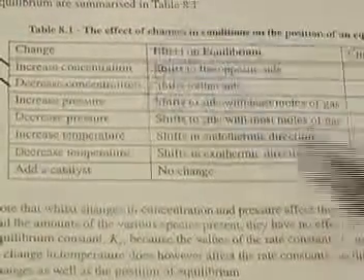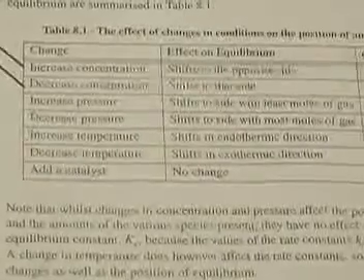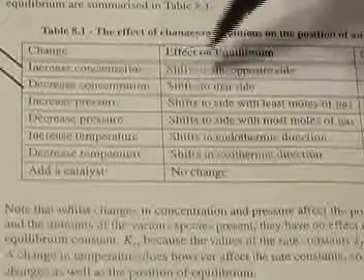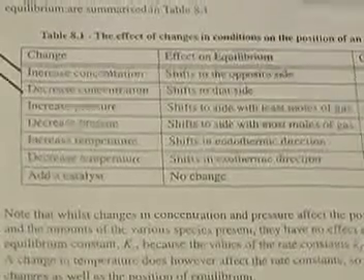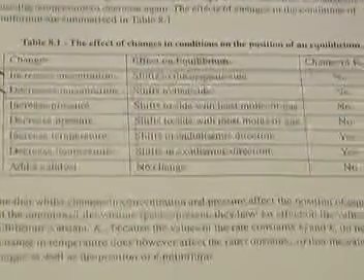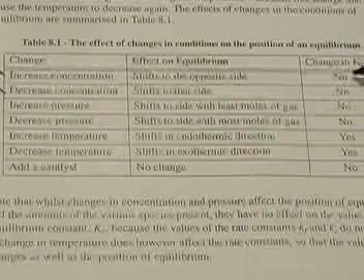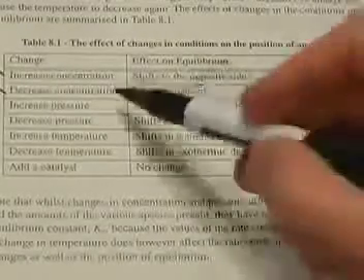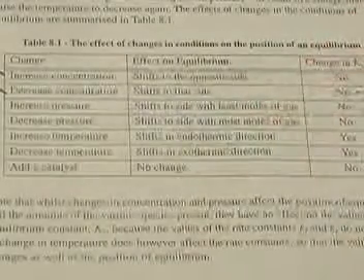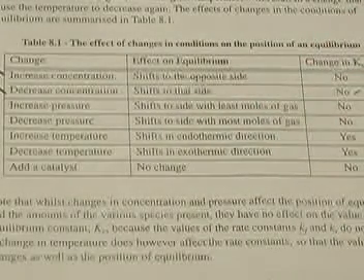First of all, an increase or a decrease in concentration. If you increase the concentration of something, that means it will shift the reaction to the opposite side, and the equilibrium constant will not change. If you decrease the concentration, it will shift to that side to replace the amount that's lost, and of course K sub C won't change with that either.